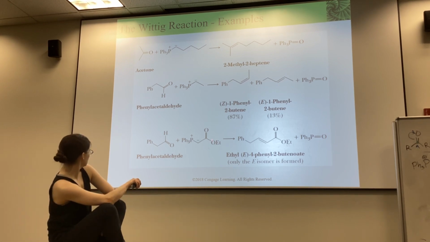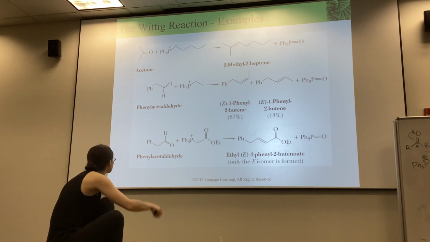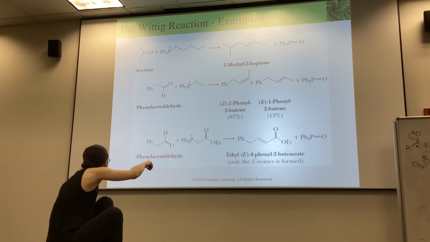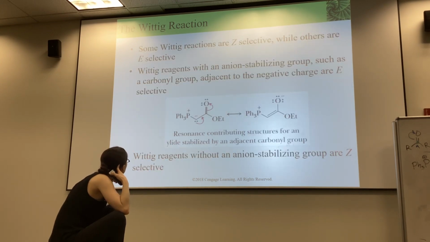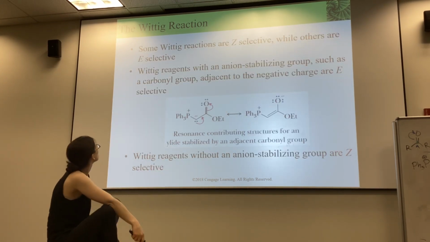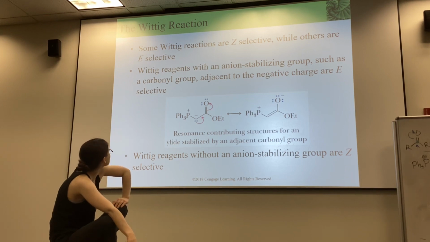Let's see. This one, only the E isomers further. Is that different from this guy? Okay, yeah. Some are Z selective while others are E selective.